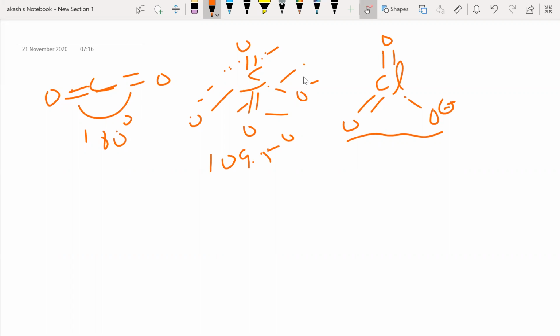Obviously, it's pretty straightforward that I'm going to have 3 bonding atoms. Do I have any lone pair on chlorine? No, sir. How many valence electrons does chlorine have? 7 valence electrons. How many of them are involved in bonding here? How many bonds are there? 5, right? So how many lone pairs? 2 electrons, so 1 lone pair.